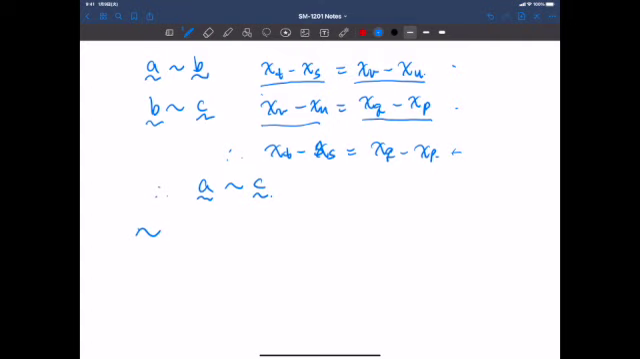Now let's consider the set of arrows. This is a set. So this is a set of all arrows in two dimensions.